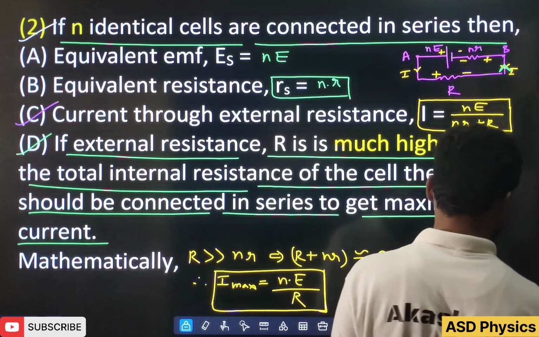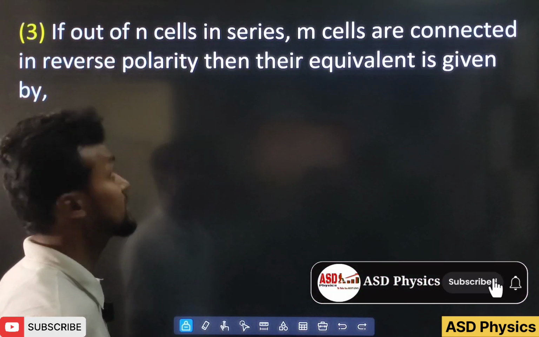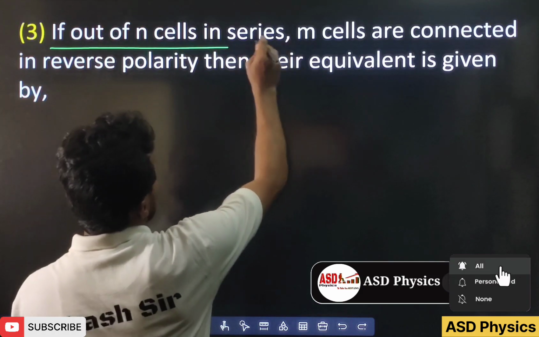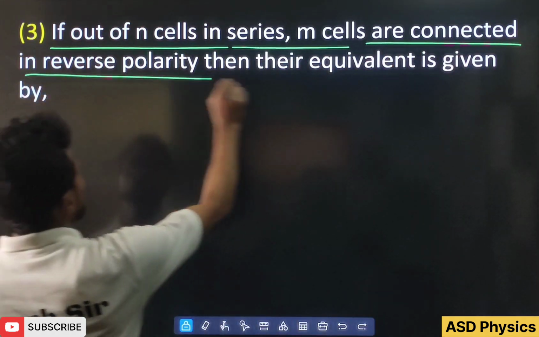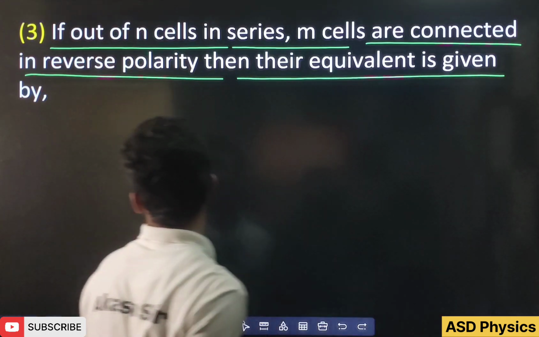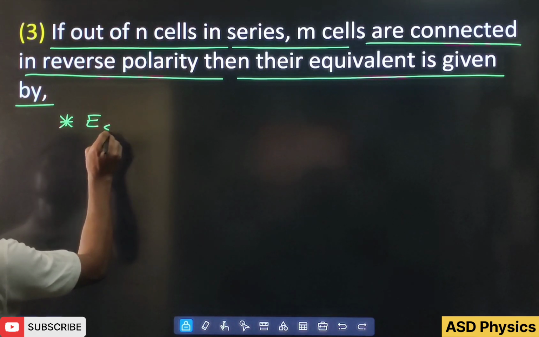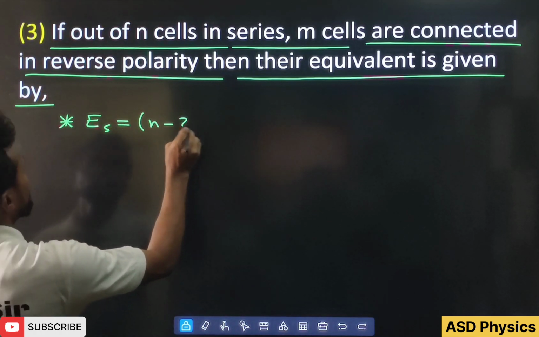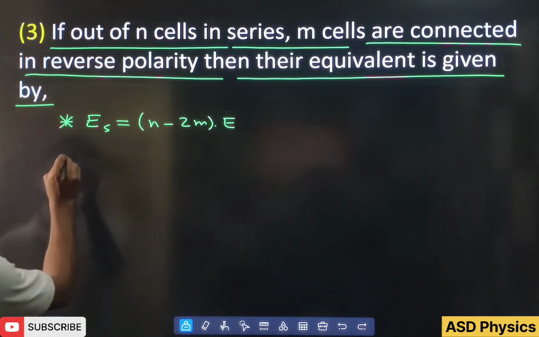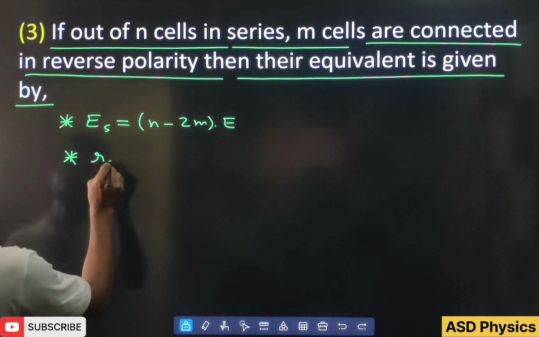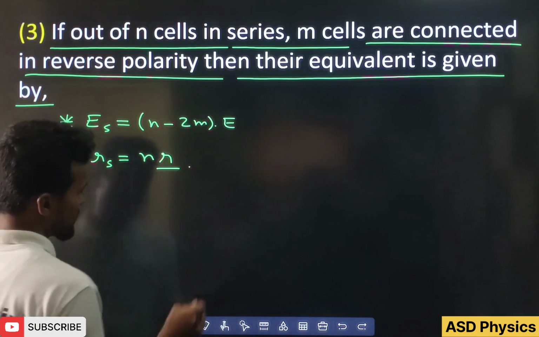Great. Now students, next one, a question used to come from here: if out of n cells in series, m cells are connected in reverse polarity, then their equivalent EMF is given by what? Remember that in this situation the equivalent E_S is given by (n minus 2m) into E. This thing you have to remember. And take for example resistance: resistance is a bipolar device, so no change, and it will become nr.